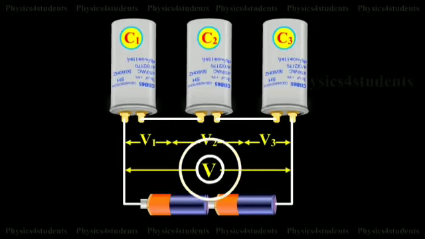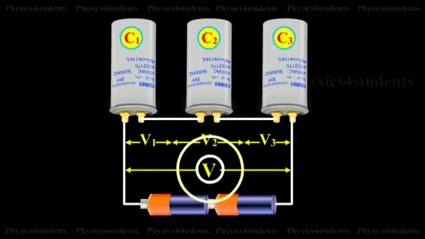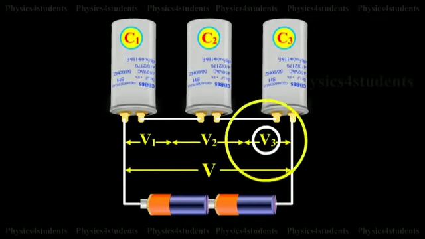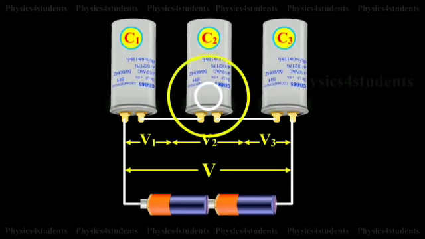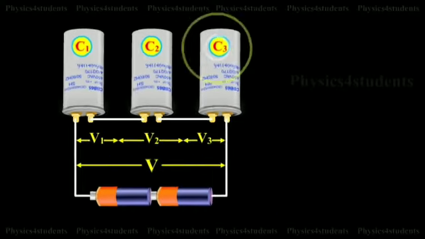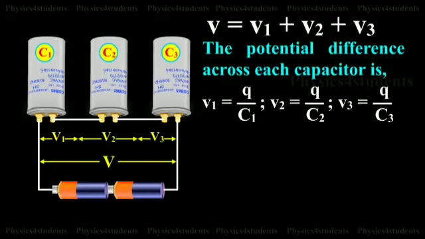As soon as the battery is connected to the capacitors in series, the electrons of charge minus Q are transferred from the negative terminal to the right plate of C3, which pushes the electrons of the same amount, minus Q, from the left plate of C3. The voltage across each capacitor must add up to the voltage of the battery. So V is equal to V1 plus V2 plus V3. The potential difference across each capacitor is V1 is equal to Q by C1, V2 is equal to Q by C2, V3 is equal to Q by C3.